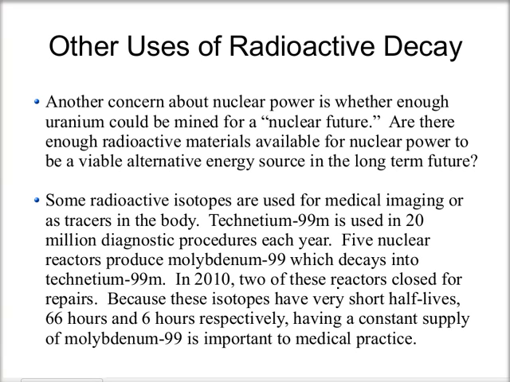Radioactive isotopes are also used a lot in medicine for medical imaging or as tracers in the body. Technetium-99m is used in 20 million diagnostic procedures per year, so it's a very useful isotope. 5 nuclear reactors produce molybdenum-99, which is an isotope that decays into technetium-99m. In 2010, 2 of these reactors closed for repairs. Because these isotopes have very short half-lives, 66 hours and 6 hours respectively, having a constant supply of these isotopes is important for medical practice.